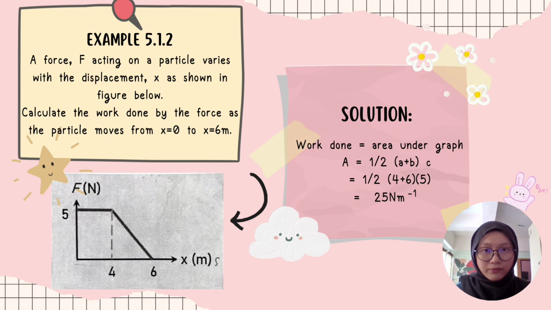So this is example 5.1.2. A force F acting on a particle varies with the displacement x as shown in the figure below. Calculate the work done by the force as the particle moves from x equals 0 to x equals 6 m. For the solution, work done equals the area under the graph. We will be using the trapezium formula, which is A equals 1/2 times (a plus b) times c. So 1/2 times (4 plus 6) times 5, we will get 25 Newton meter.